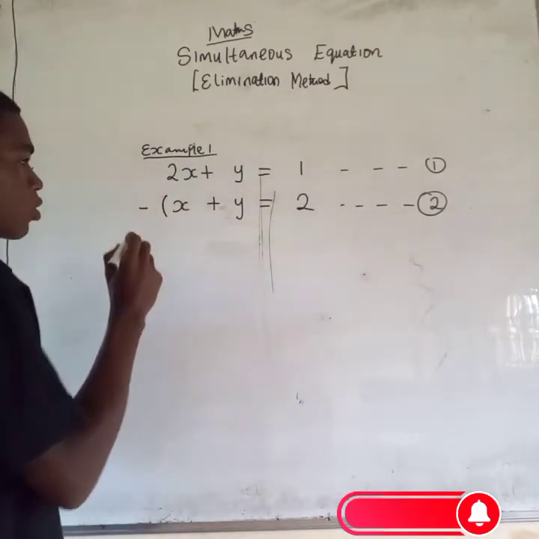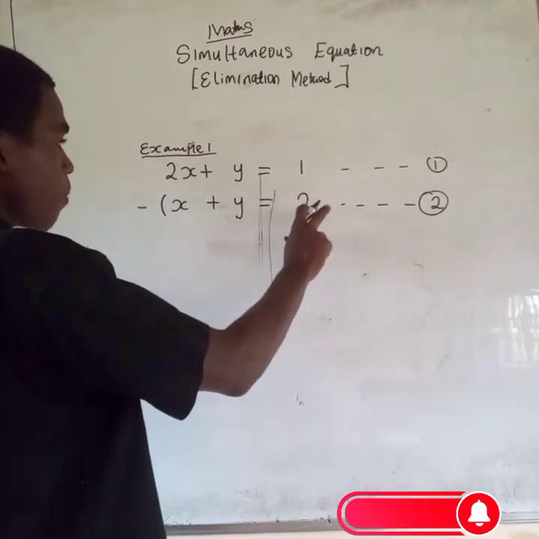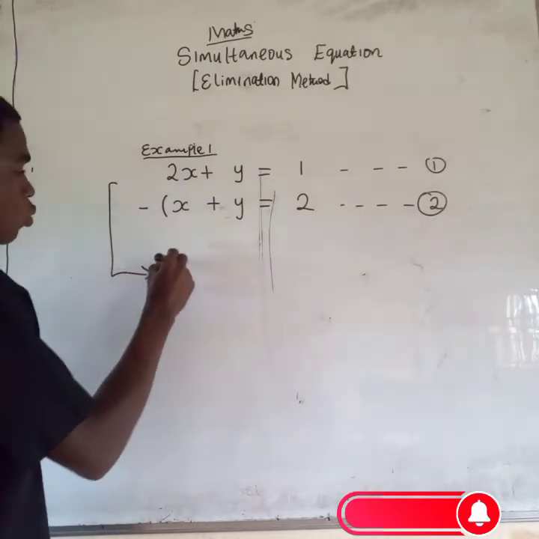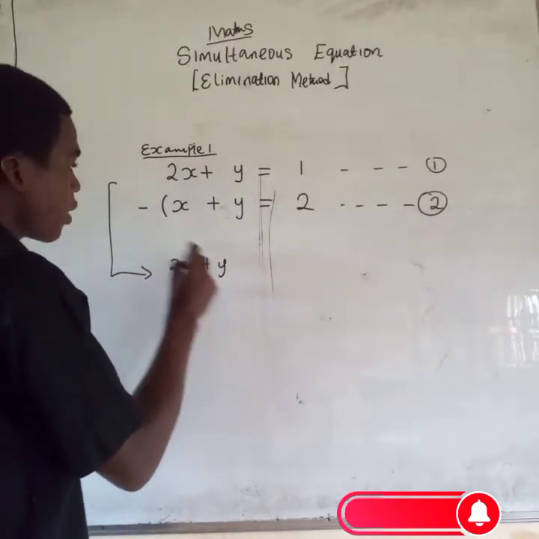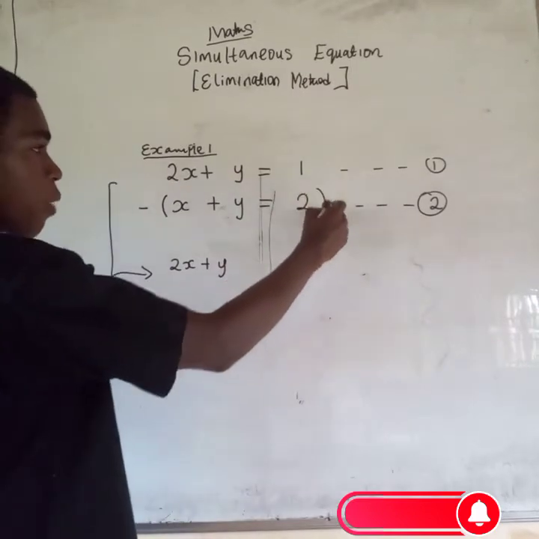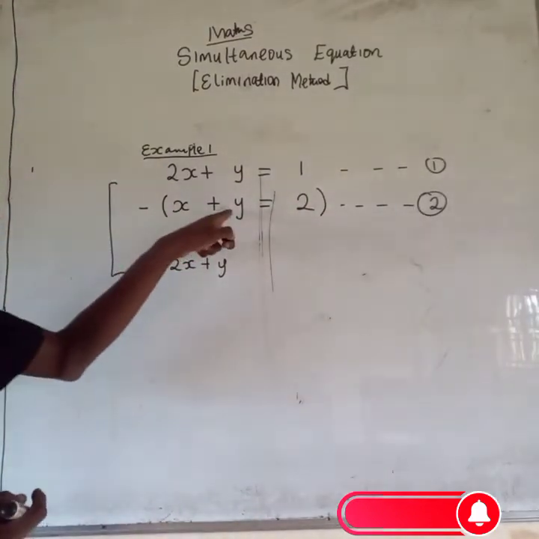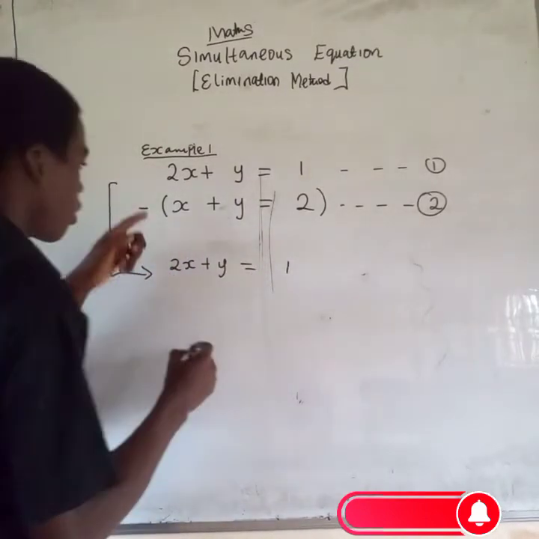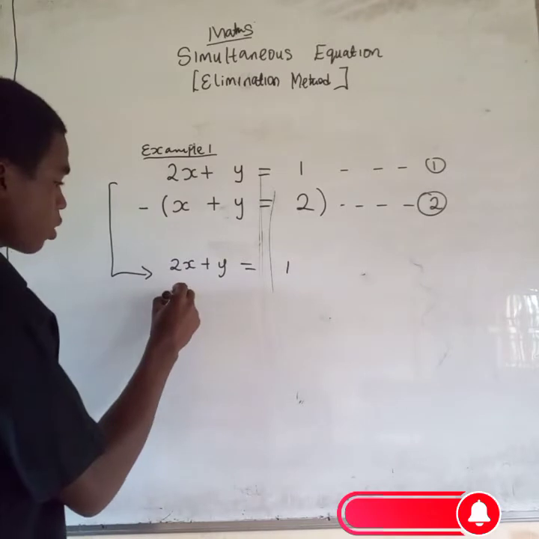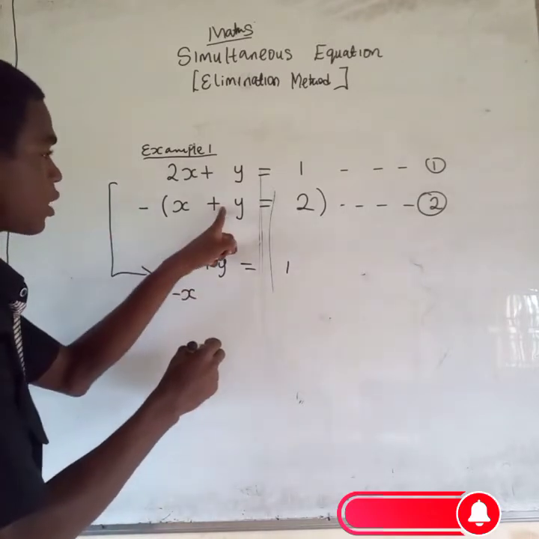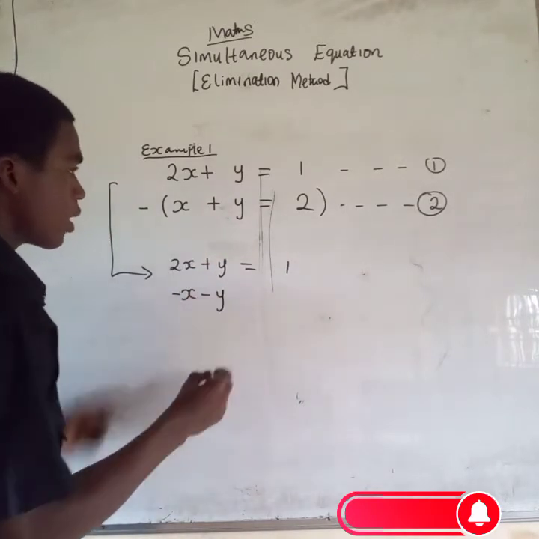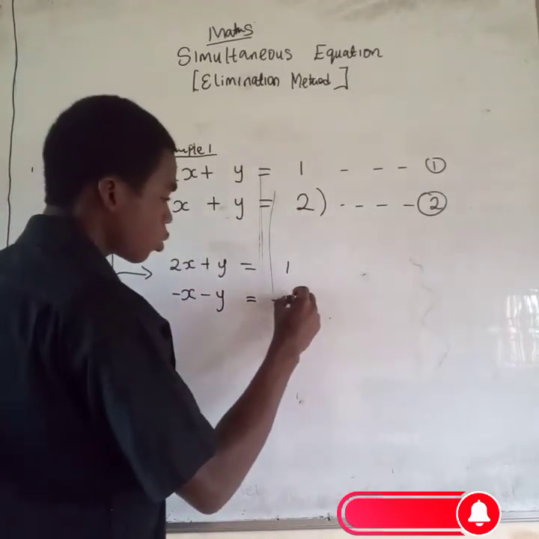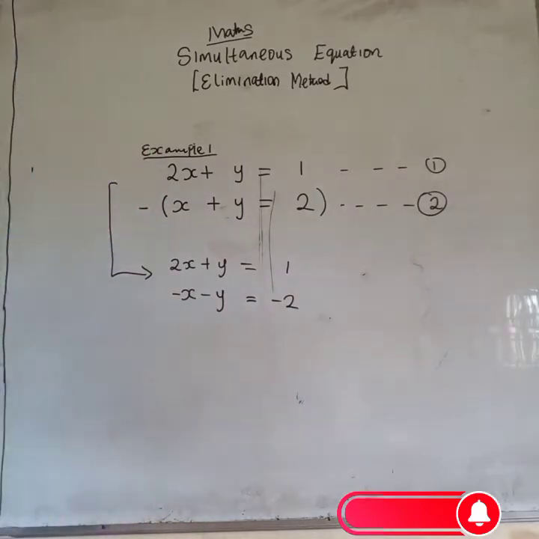That becomes minus, right? When I multiply this by minus, what will happen? Everything here now becomes minus 2x minus y. Now, when I multiply this by minus, remember why we are multiplying it by minus? So that when it affects this y, everything can cancel out. Minus times x is what? Minus x. Minus times plus y becomes what? Minus y. Equal to minus times 2 is what? Minus 2. Are you getting it?